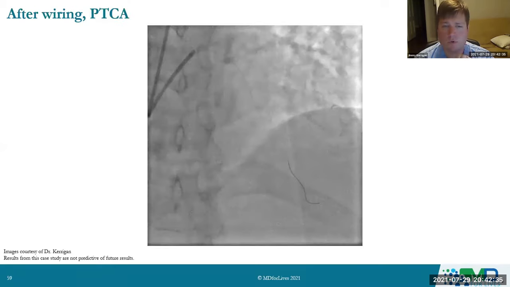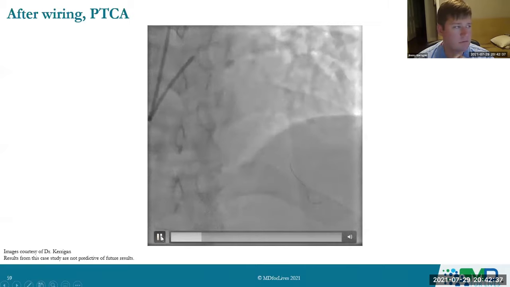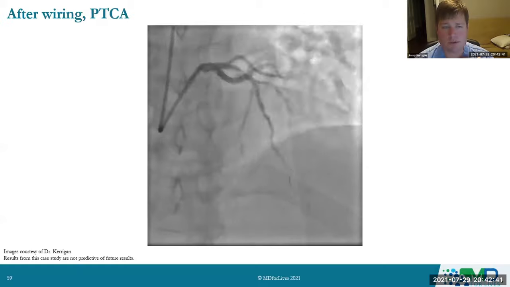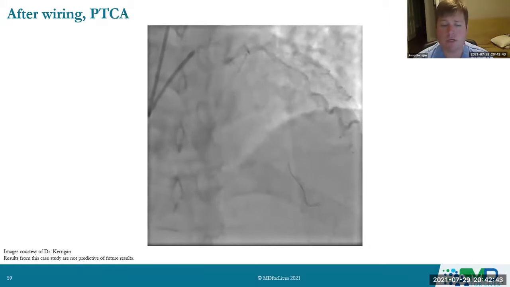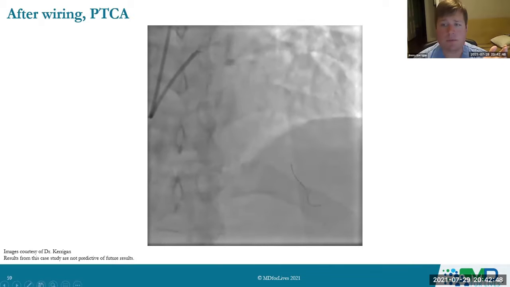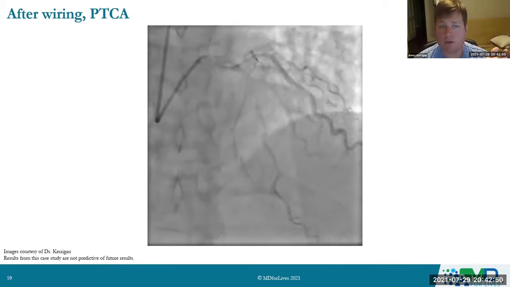After wiring, performing aspiration thrombectomy in order to remove the thrombus because it was still 100% occluded. Actually, mechanical thrombectomy, not aspiration. This is the angiogram, a relatively diffuse disease. I've got good flow now. Now it's time to get to work and figure out what I need to do to fix this vessel.